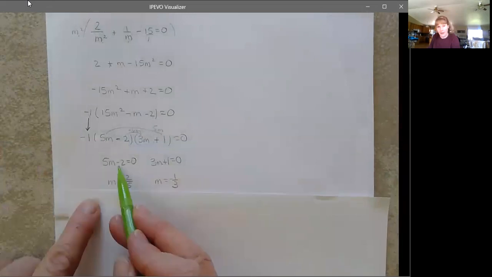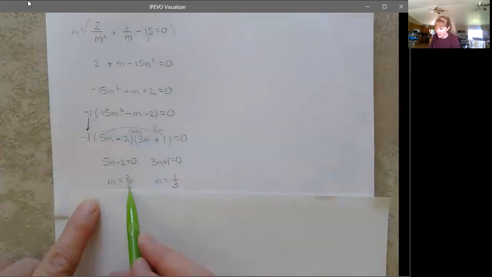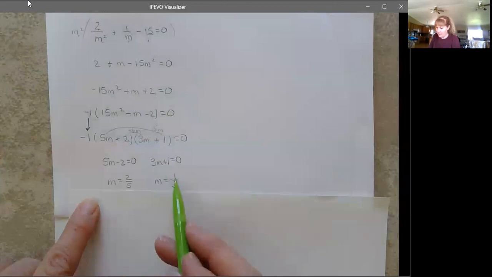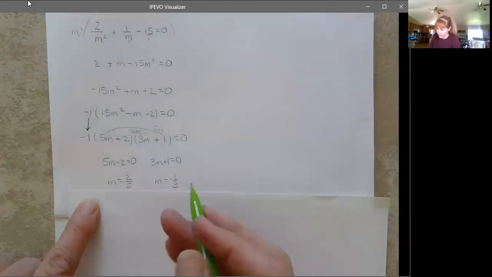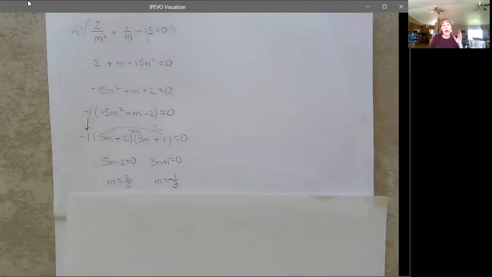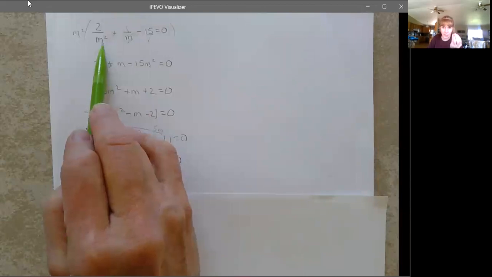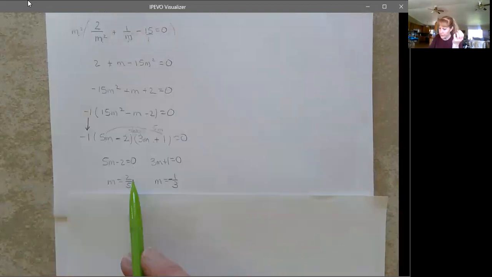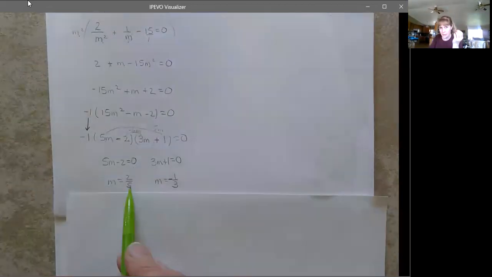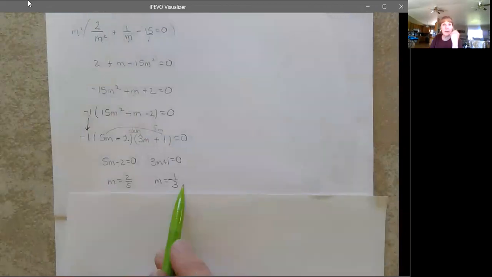Add 2, divide by 5, m is 2/5. Subtract 1, and then divide by 3. A -1/3 is our other solution. Now, I do know that the domain excludes 0. If you go to the original, what we have up here, I know that m could not be a 0 because that would give you 0 in the denominator. Neither one of these are 0, but it wouldn't hurt to substitute them back in to the original for the m and make sure that the left is equal to the right. So I'll leave the check up to you.